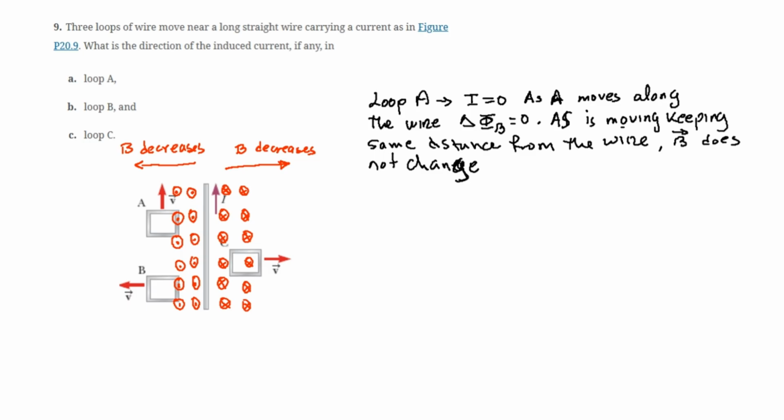Now, look at this other. For loop B, this is our loop B.